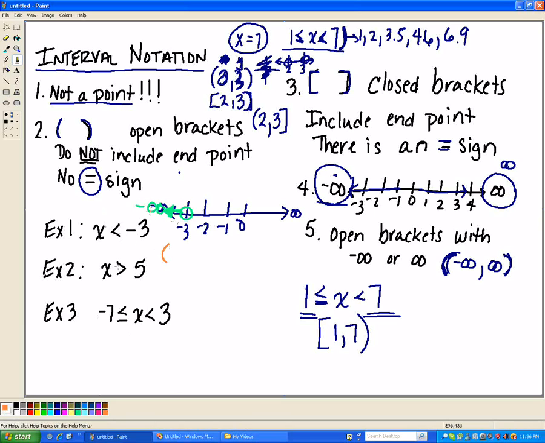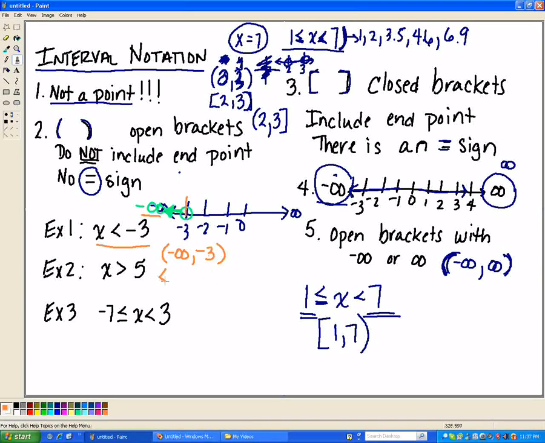What is the smallest value x will ever take on? Well, it happens to be negative infinity. And remember, I'm always going to use an open bracket for that. What is the largest value x could ever take on? Well, the largest value is right here, negative 3. No equal sign, so I'm going to use an open or rounded bracket. And that's how we write this answer in interval notation: negative infinity to negative 3, open brackets.